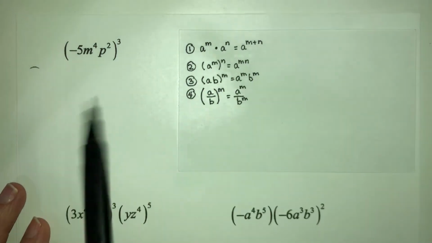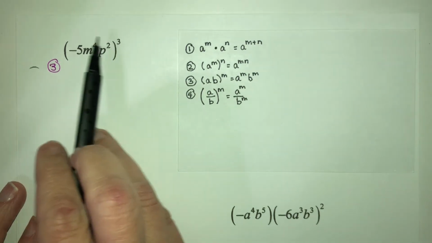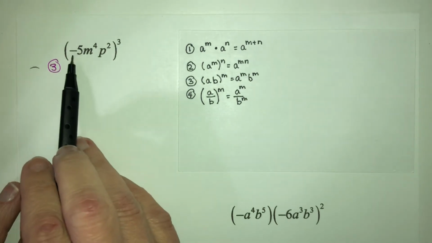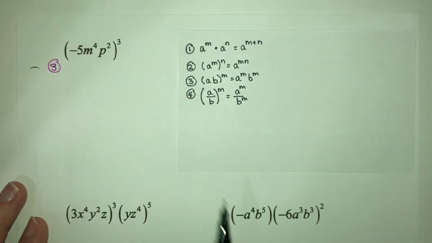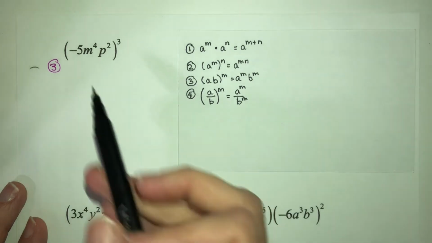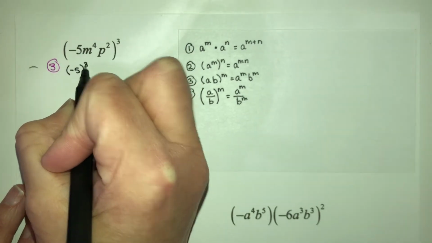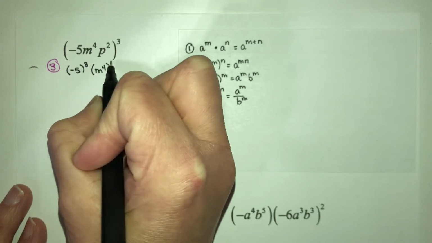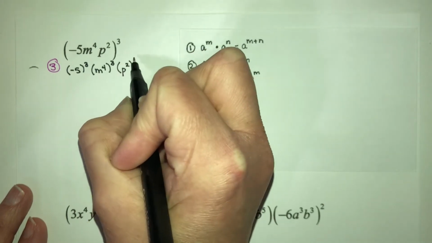So what I'm going to do, this is property number 3. And what I do is I'm going to take this 3rd power on the outside and I'm going to put it on each of these. Now I need to use parentheses, especially since I have a negative here. Why I have to have parentheses will become a lot more apparent when we get down to this problem later. So I have -5 to the 3rd power, m to the 4th to the 3rd power, p squared to the 3rd power.